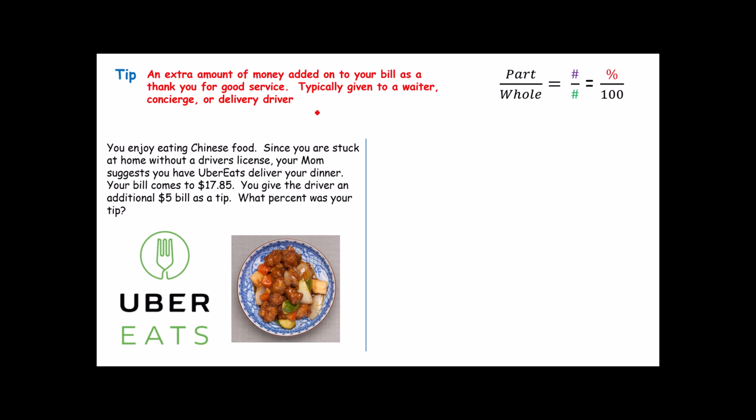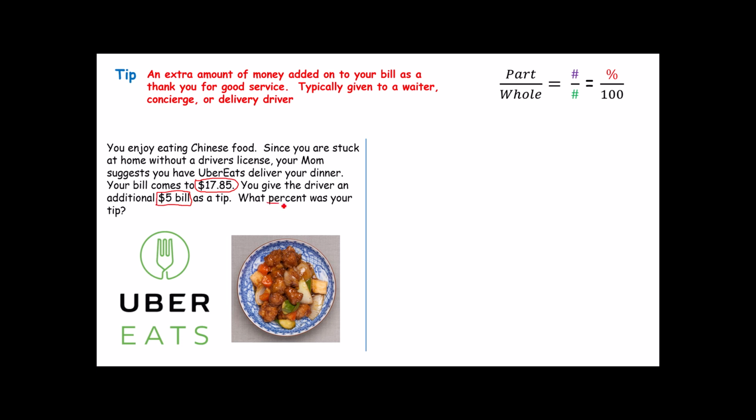It's typically given to a waiter, a concierge at a hotel, or a delivery driver. So you enjoy eating Chinese food. Since you're stuck at home without a driver's license, your mom suggests that you have Uber Eats deliver your dinner. Your bill comes to $17.85. Notice that's your total bill. You give the driver an extra $5 as a tip.